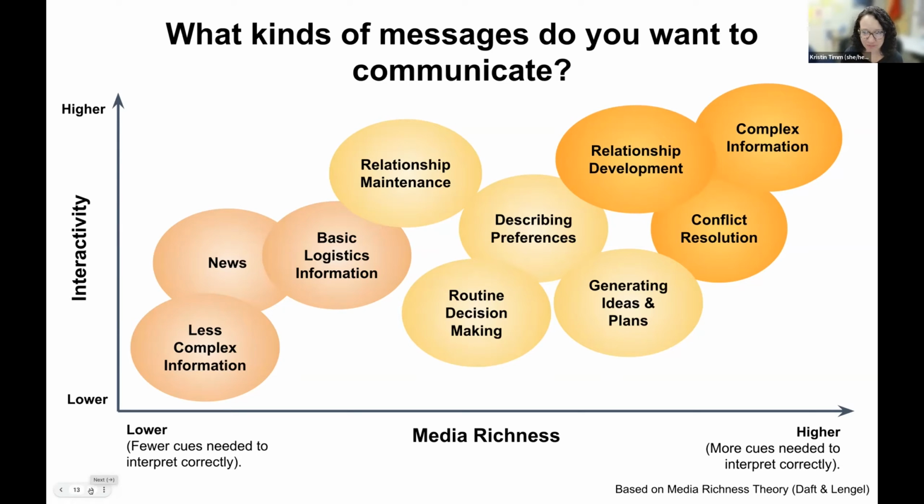Whereas if you're in this lower interactivity and lower cues needed area, this is where basic logistical information, news, the basic who, what, when, where, why, how, fits in, where you need a little bit less richness. So when you're thinking about your goals, your audiences, and what kinds of things you want to communicate, you might choose platforms that enable more of this rich communication context if you're dealing with conversations towards the upper right-hand corner.